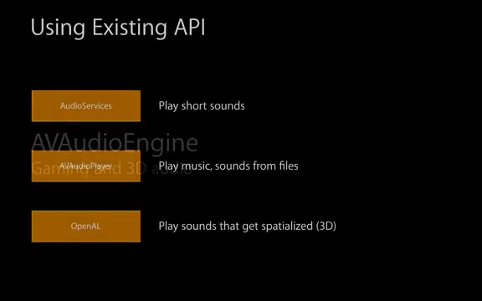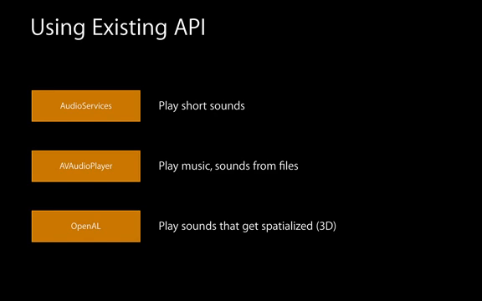All right, so let's now move on to the next section on gaming and 3D audio. In games, typically you have several types of sounds that you play. You have short sounds, and we've seen Audio Services, which is one of our C APIs, get used for that. For playing music, we see AVAudioPlayer getting used a lot. And for sounds that need to be spatialized, OpenAL is the API of choice.